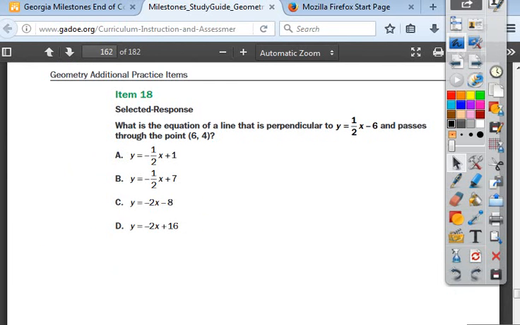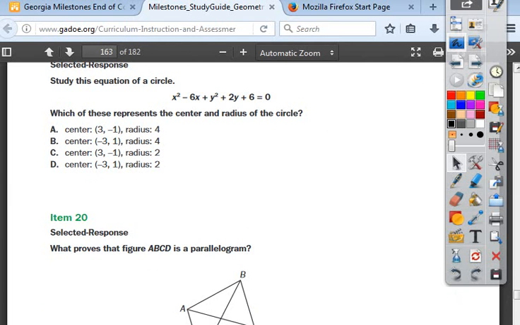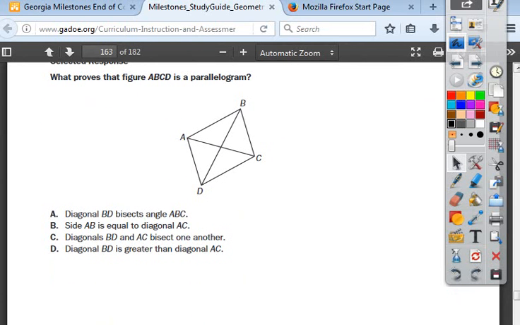Which one of these is perpendicular to this one? How do I know when it's perpendicular? The slope is the opposite reciprocal. So this 1/2 is going to be -2. So now I know I'm down here. One of these two, C or D. Plug in the 6 and the 4 and see if it works. Or plug in the 6 and see if you get 4. Remember how we did the circles earlier? Know the rules for quadrilaterals.